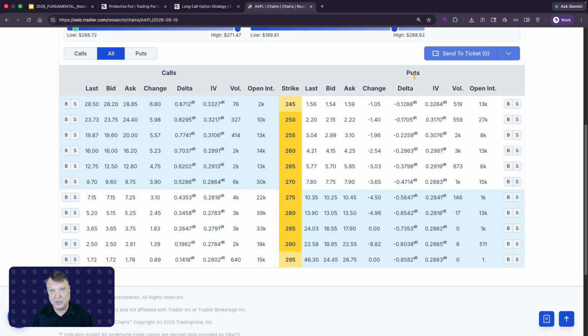We're going to hang out on the put side over here. We're going to ignore some of this data. We'll address that later on in Fundamental Fridays. But the strike price that we're going to look at is the 265 strike.